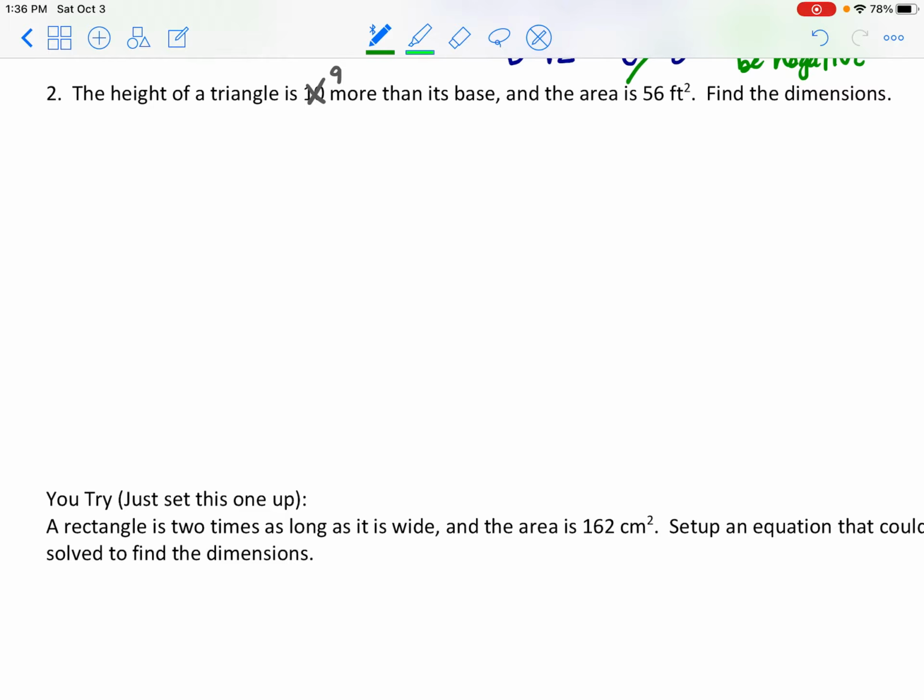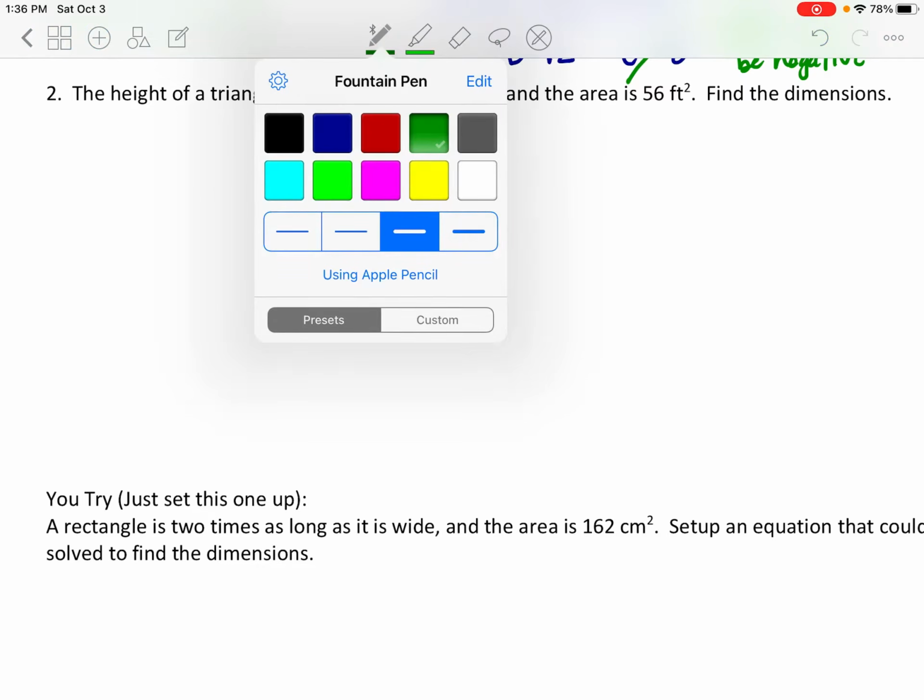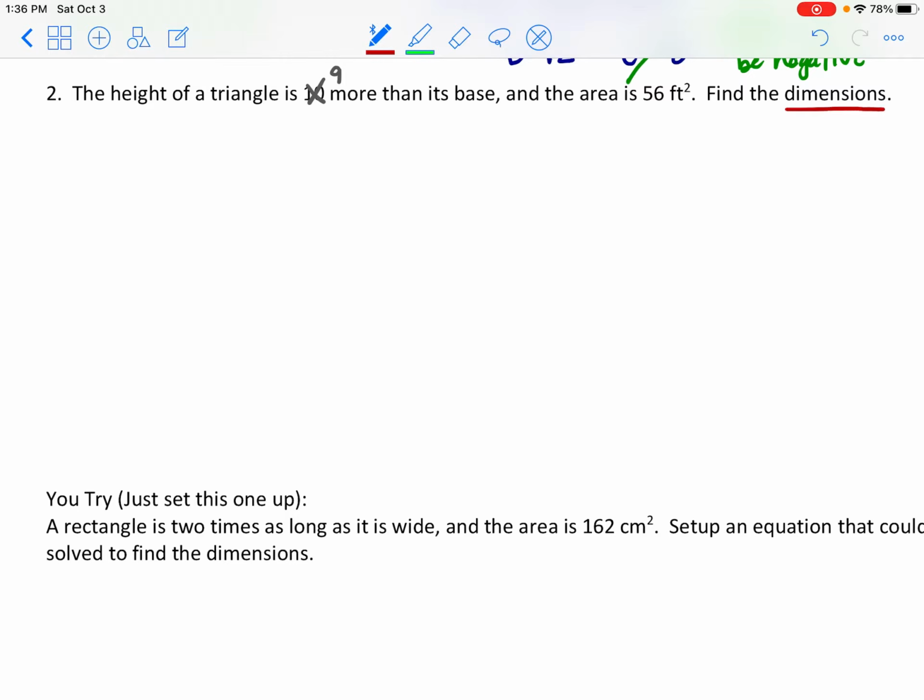This one's going to be a triangle. So the height of a triangle is 9 more than its base, and the area of the triangle is 56 feet squared. Again, we're looking for the dimensions. This time the dimensions are going to be the base and the height of our triangle. But again, two variables, not going to be good in our equation. So we have to establish which one of those is actually the variable.